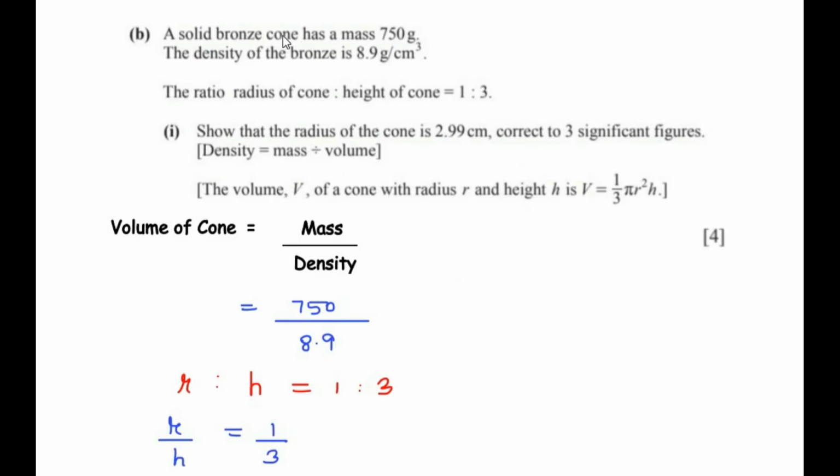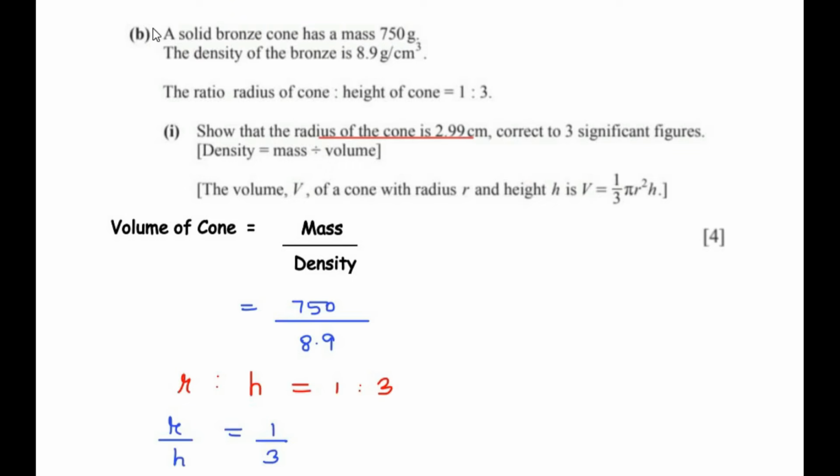A solid bronze cone has a mass 750 grams. The density of the bronze is 8.9 grams per cubic centimeter. The ratio of the radius of the cone to the height of the cone is 1:3. Show that the radius of the cone is 2.99 centimeters, correct to 3 significant figures. A formula relating density, mass and volume is given. That is, density equals mass divided by volume.